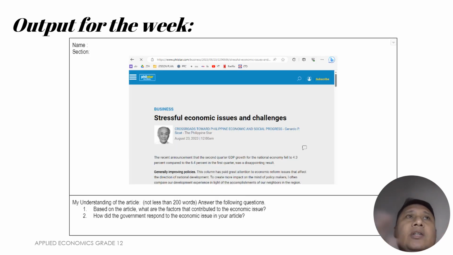Next is, ito yung sample, yung template natin. Ganito lang siya. So, yung name and section, tapos yung screenshot ng headline. Huwag yung buong article, yun lang headline. Kasi ang mahalaga yung composition ng content. Yan ang example. Yan ang gagawin nyo. Ayan. Huwag tayong paligaw. Kailan papasa ito? This week, Friday, 5 p.m. Okay? So, I hope that's clear.